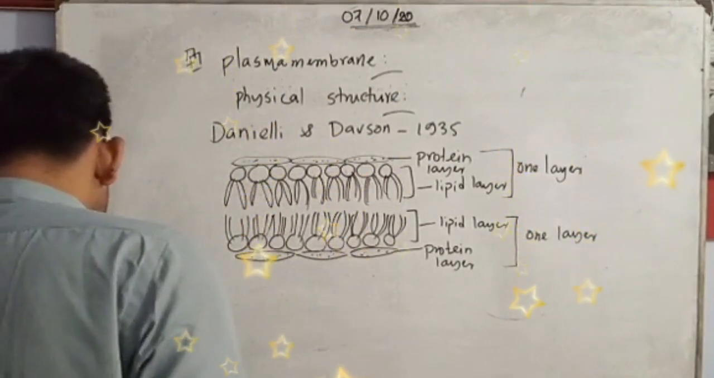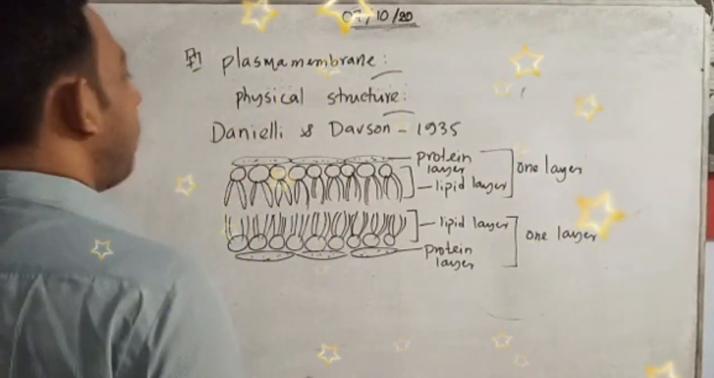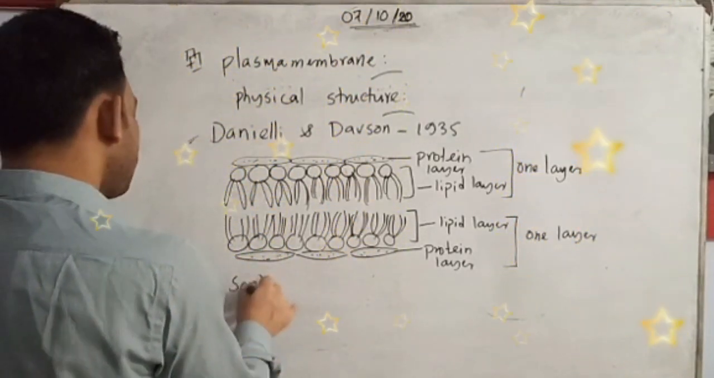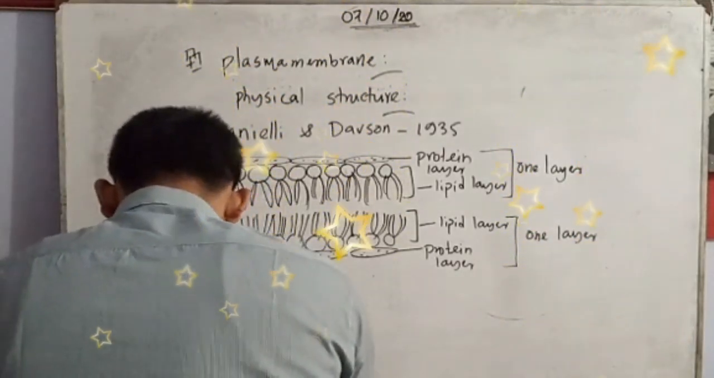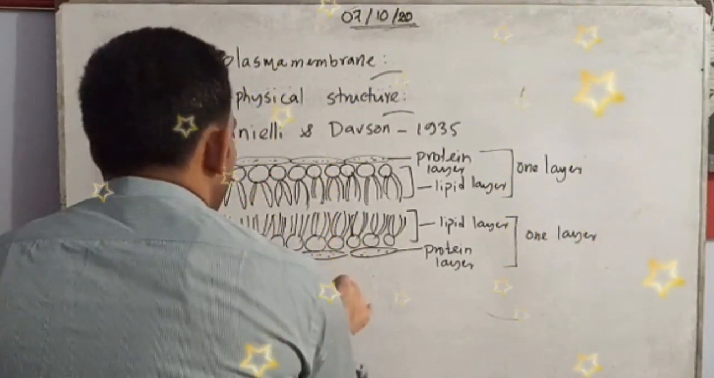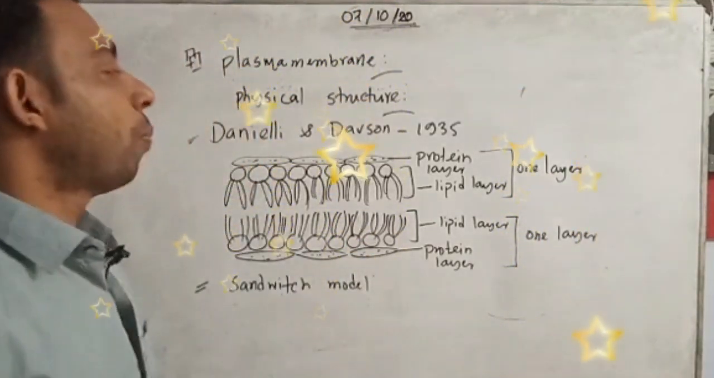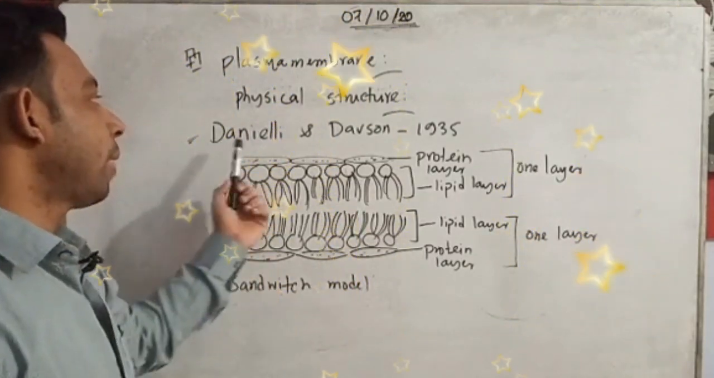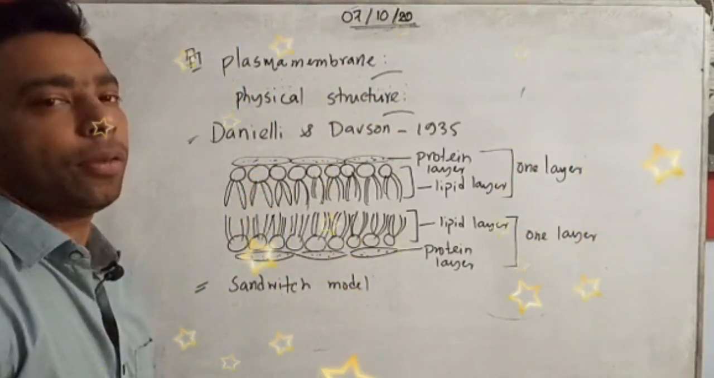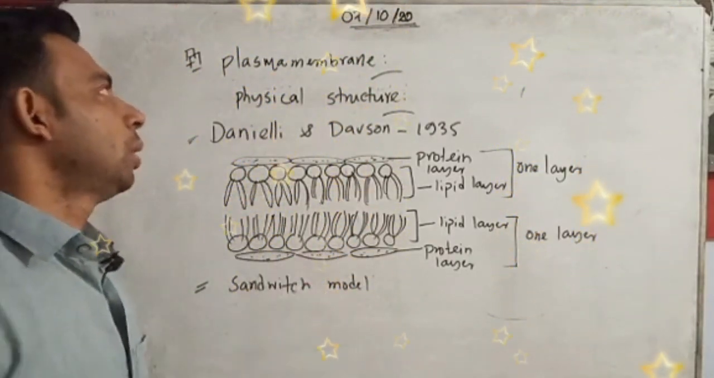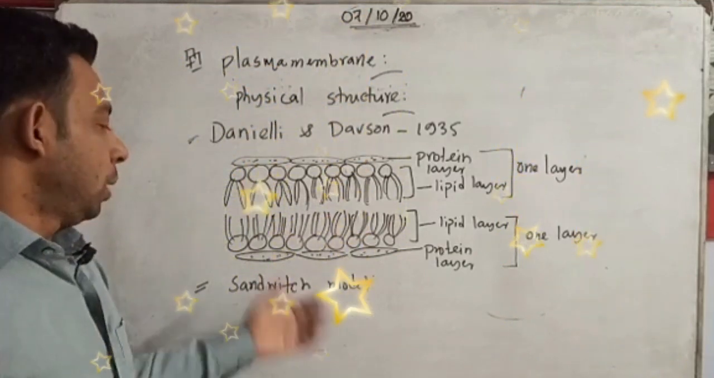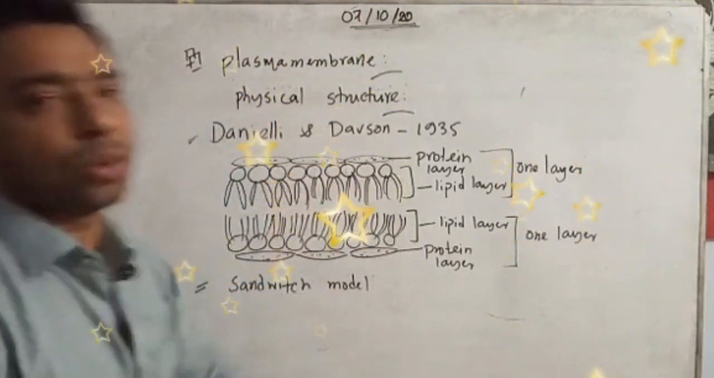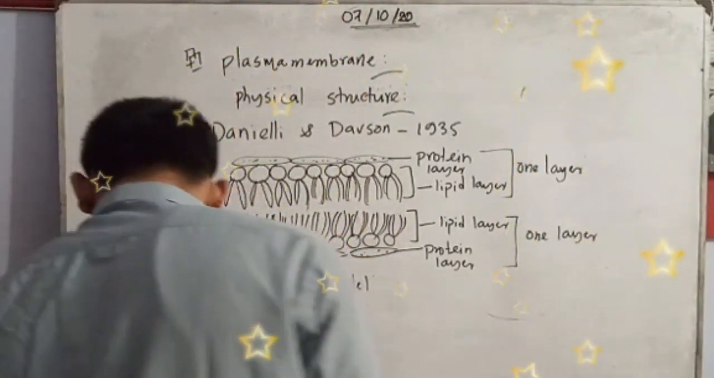Yes, so now we will go through understanding about the model. The Danielli and Davson model is known as the sandwich model. Sometimes it is asked which model of the plasma membrane is known as the sandwich model. So you will write the Danielli and Davson model. In 1935 they gave a model or concept about the plasma membrane. That model is known as the sandwich model. We have seen the layers, and that layered structure is known as the sandwich model of Danielli and Davson.